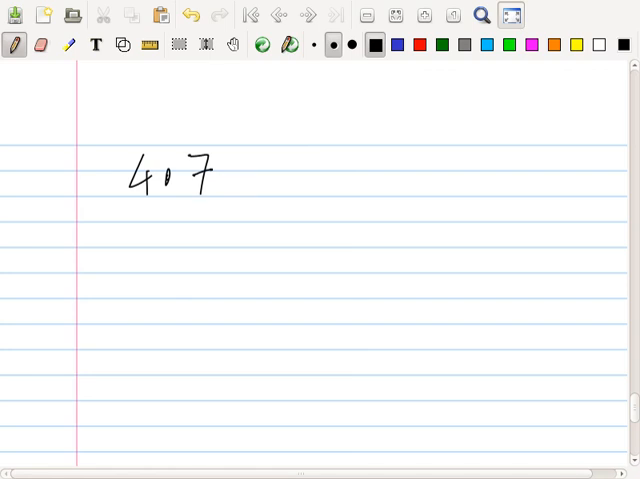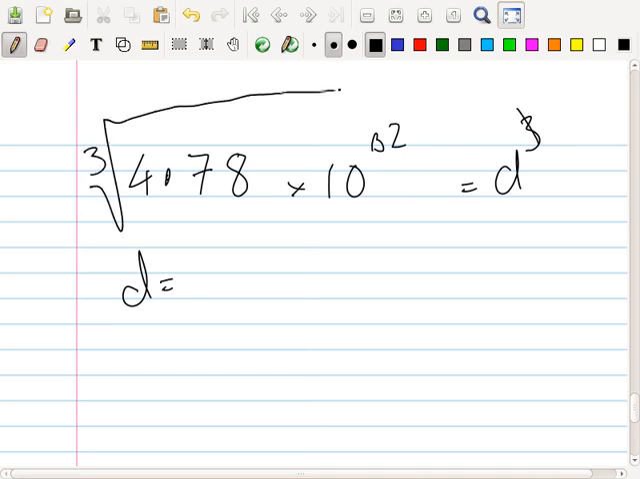4.783 times 10 to the 32. Yeah, that equals d cubed. So d equals the cube root of this, please. 10 power what? 32. Oh, it's 7.82 times 10 power 10. Fine, okay.